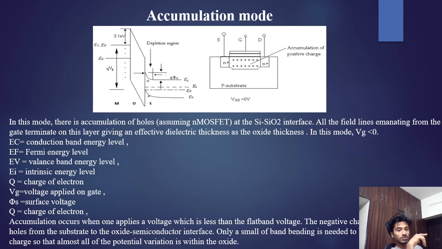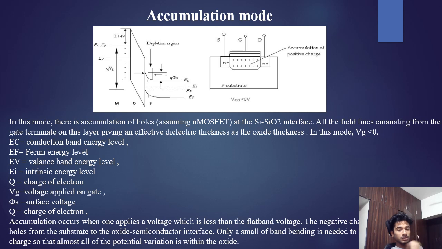Ec is equal to conduction band energy level. Ef is equal to Fermi energy level. Ev is equal to valence band energy level. Ei is equal to intrinsic energy level. Q is equal to charge of electron. Vg is equal to voltage applied on gate. Then psi s is equal to surface voltage.